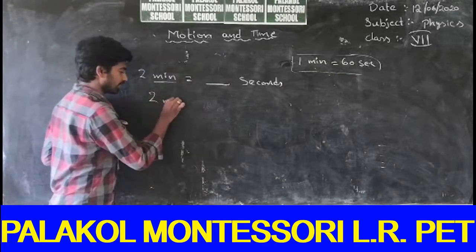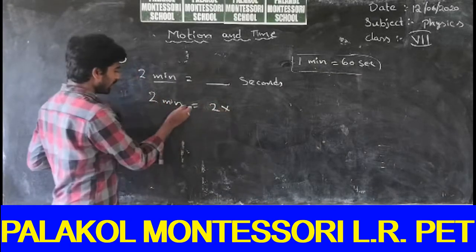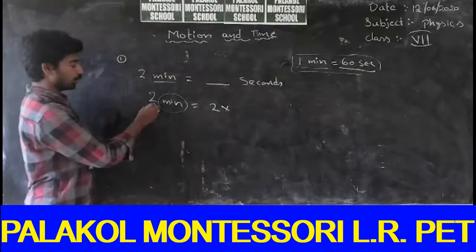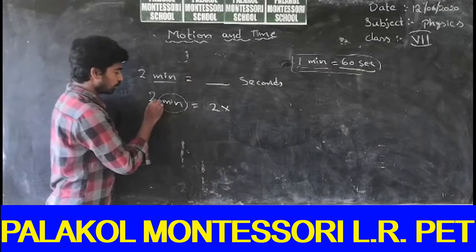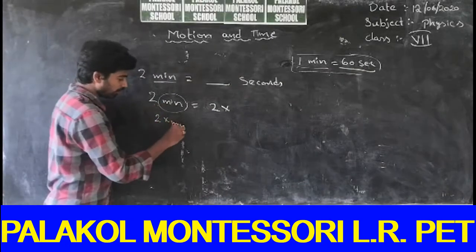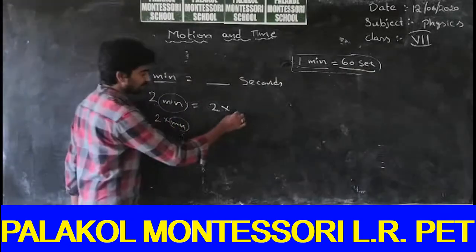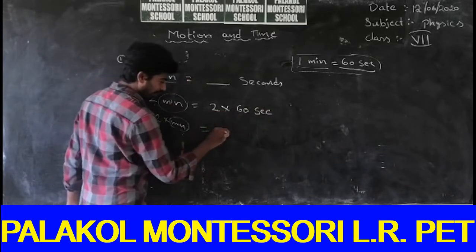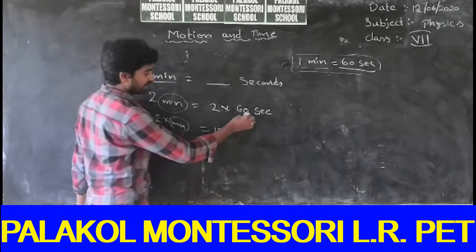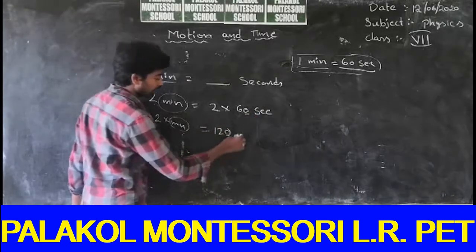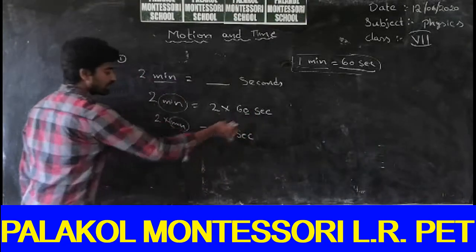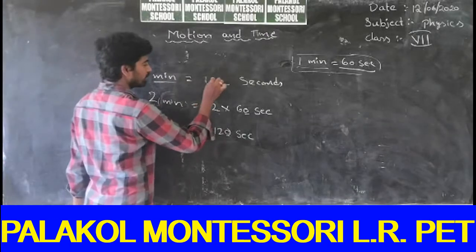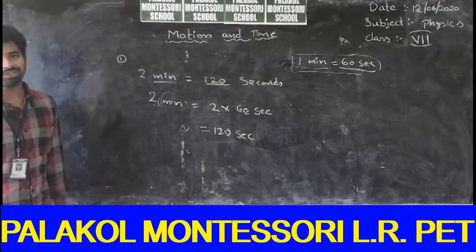So 2 minutes is equal to 2 into, in the place of minute, you can substitute 60 seconds. 2 minutes means 2 into minute. So what is 2 into 60? 2 into 6 is 12, and here a 0 is there, place that 0 here. So 2 into 60 is 120 seconds. So 2 minutes is equal to 120 seconds.